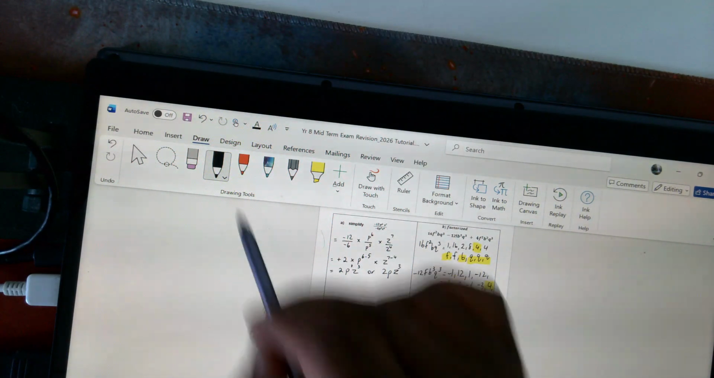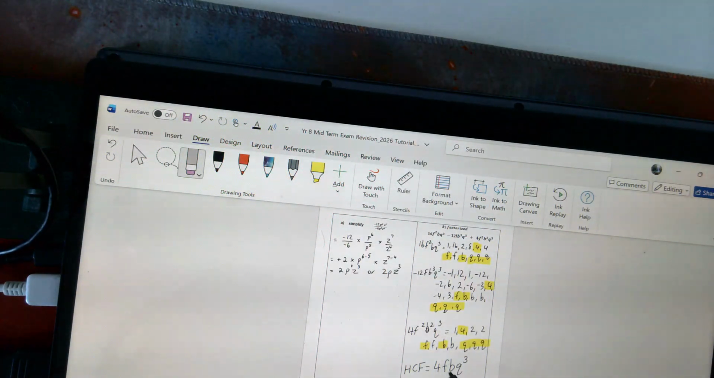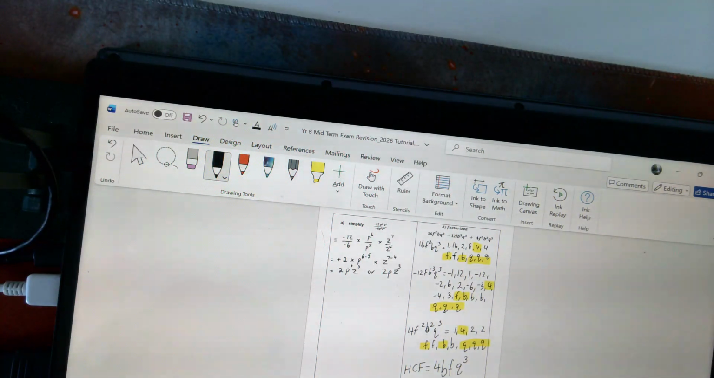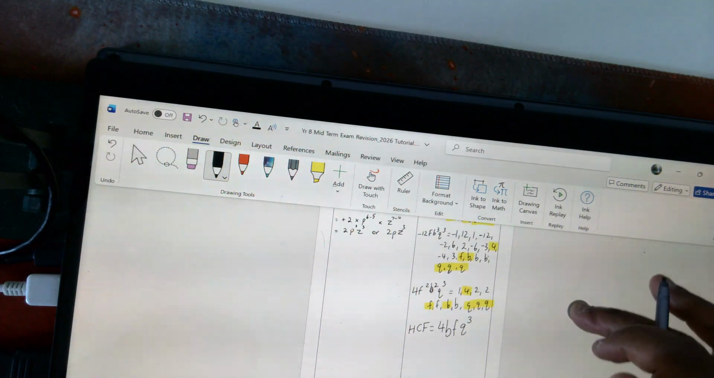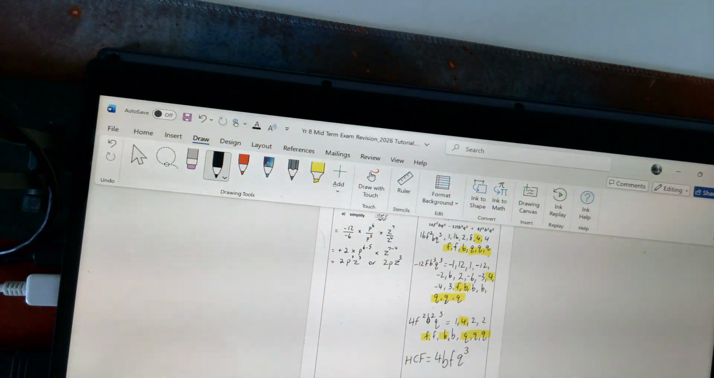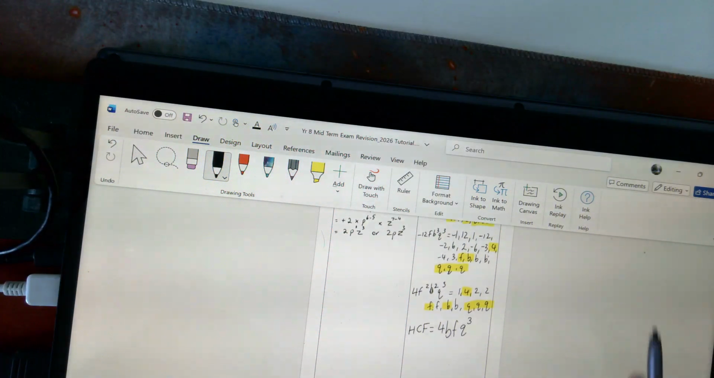And then again, we like alphabetical order, so I'll switch f and b around so it's alphabetically correct. So our common term is 4bfq cubed.